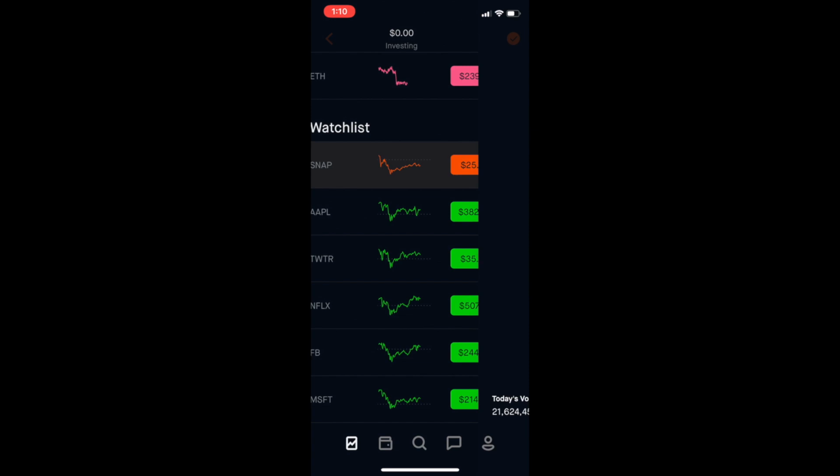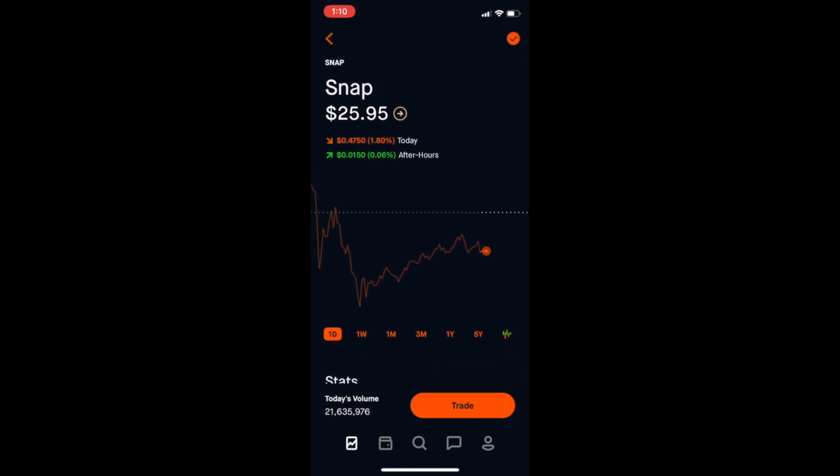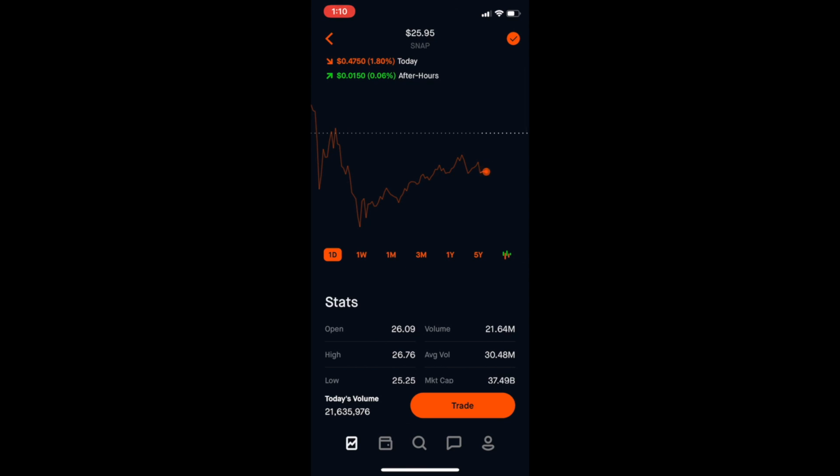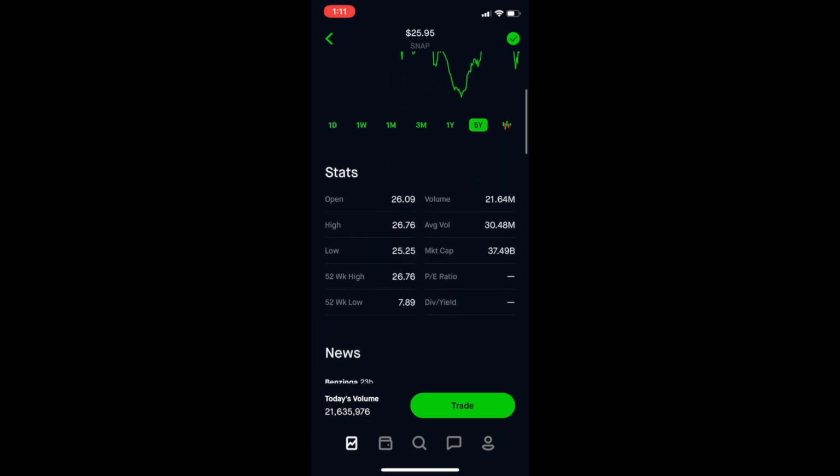For this example, we're going to click on Snapchat, and you're going to see a chart: weekly chart, monthly chart, 3 months, yearly, and 5 years. From there, you can scroll down for you to see the stats about the chart. You can see the opening price, how much the price is open today, the highest price it was, the lowest price it was today, 52 weeks high.